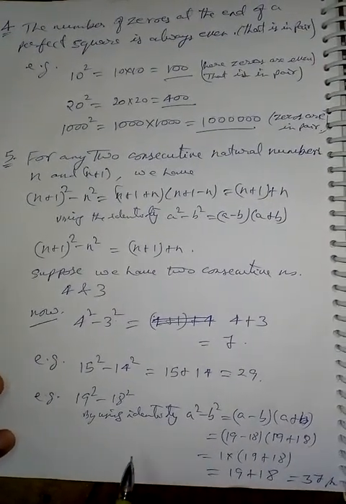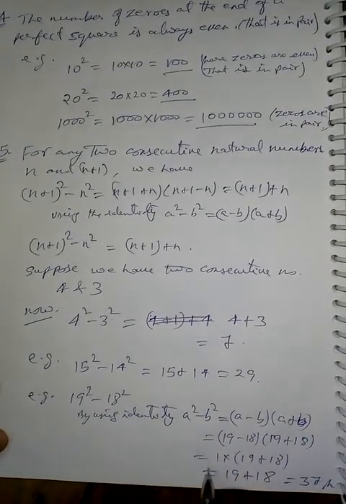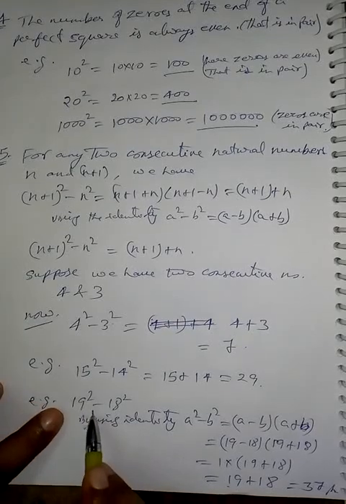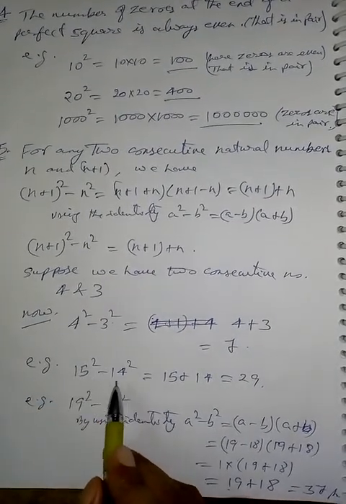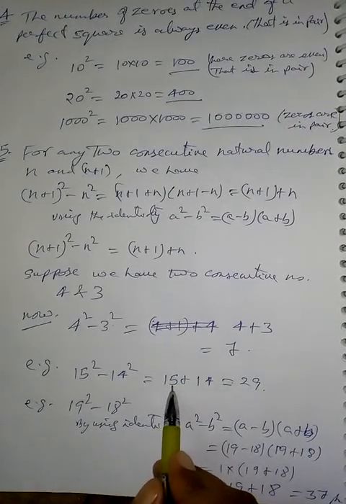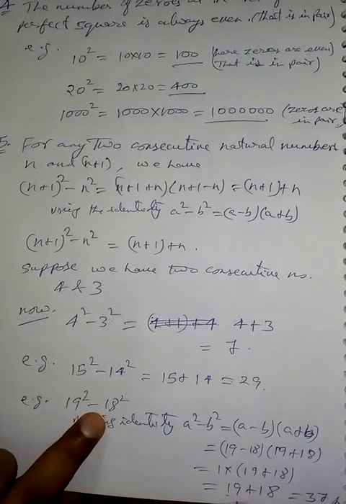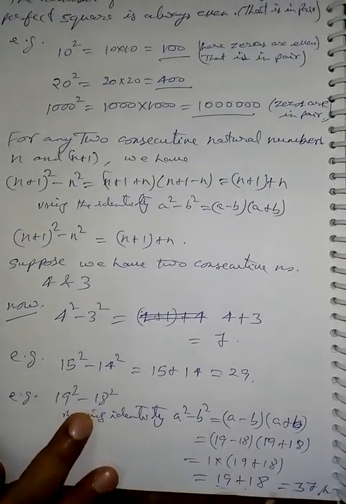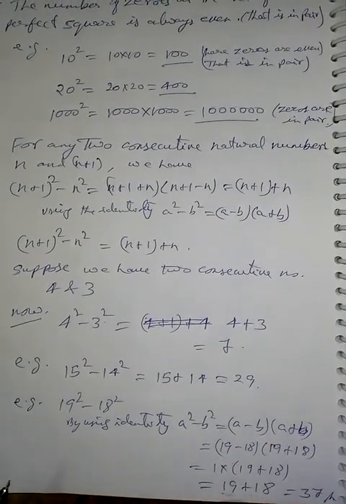In this way, we can directly do it, without going through all these steps. That is, 19 square minus 18 square equals 19 plus 18, as we have done here. 15 square minus 14 square is equal to, directly we have added 15 plus 14 gives 29. In the same way, 19 square minus 18 square can be directly added, 19 plus 18, to get 37. This is the answer. This is the fifth property. The rest of the properties I am going to do in the next video.